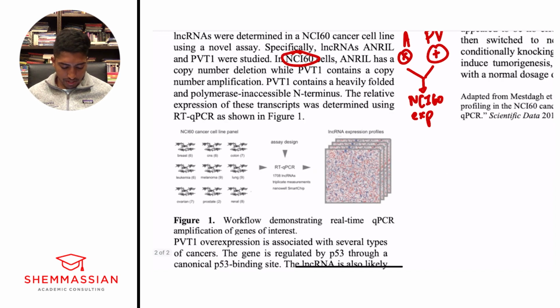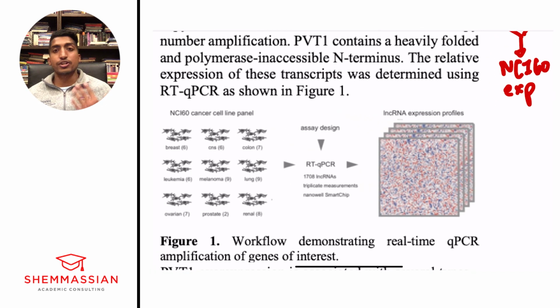All right, and so next we have our little figure. Again, I'm not trying to spend too much time on a figure. All I see is, okay, we have these cell lines that are coming from different organs in different parts of the body. We do a reverse transcriptase qPCR, so some sort of quantification of these transcripts.